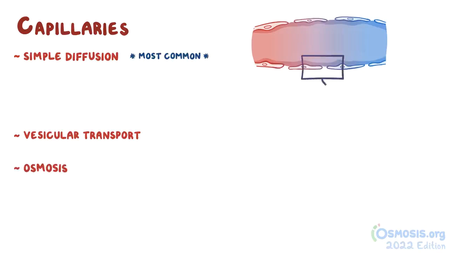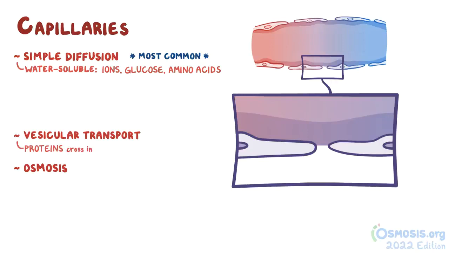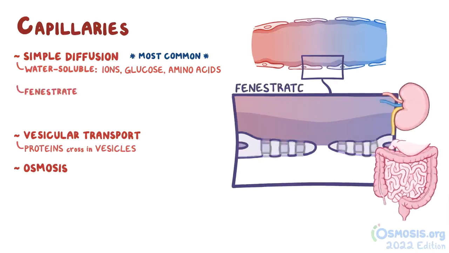Normally, some substances can diffuse through the clefts and between the endothelial cells, but only if they're water-soluble. So, molecules like ions, glucose, and amino acids can readily pass through these openings. But there are others, like proteins, that are too big to fit through these clefts, so they have to cross in little membrane bubbles called vesicles. The exceptions are the capillary walls in the kidney and intestines, which are fenestrated, meaning they have large pores that allow some proteins to cross unimpeded.